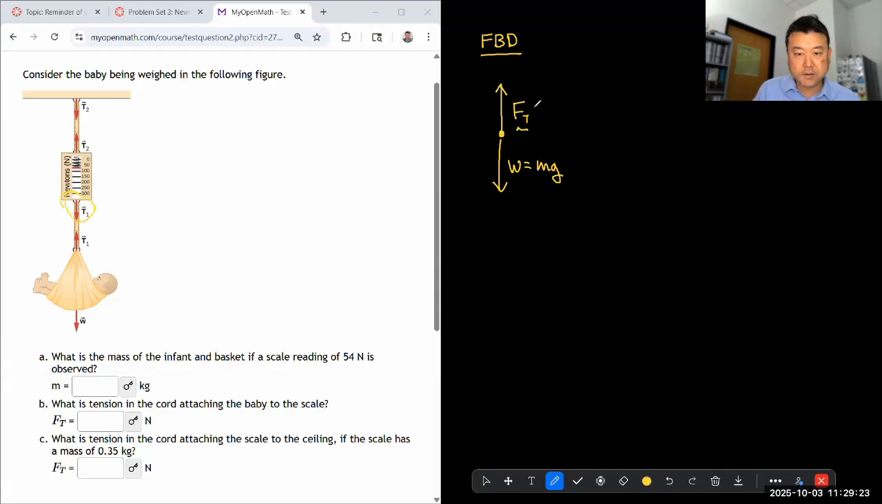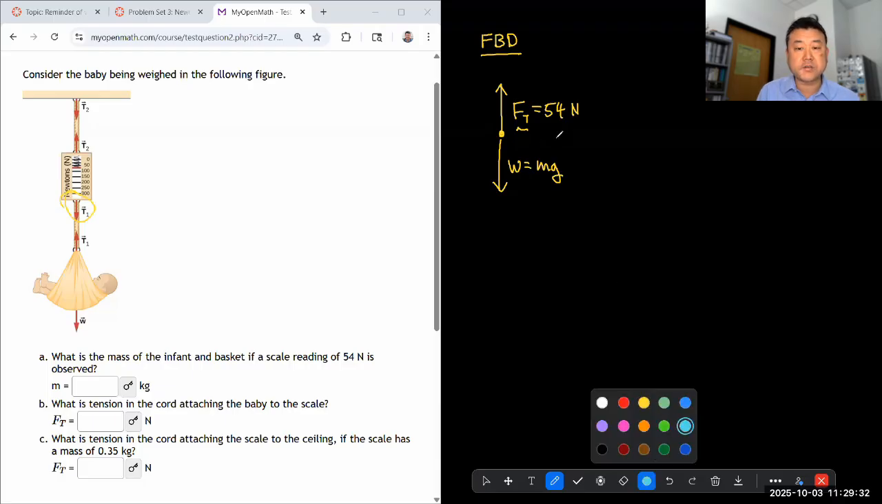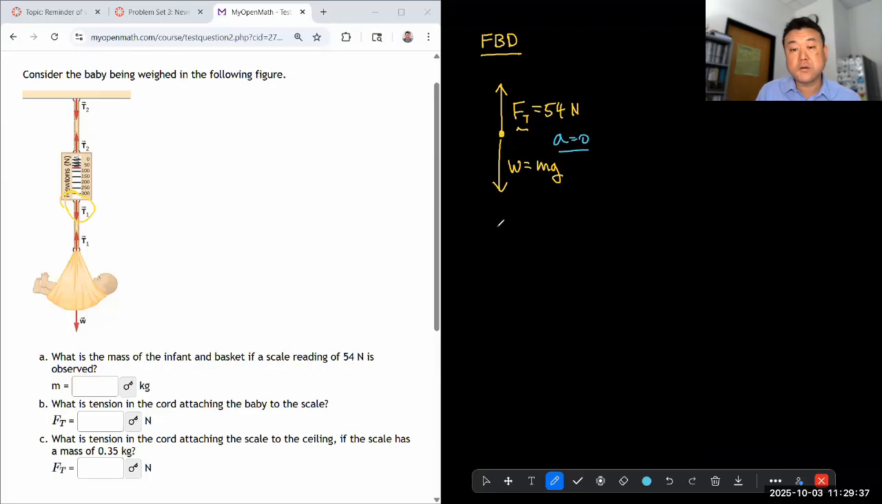So we can say the question gave us this force is 54 newtons. And I think most people have good enough intuition here. Looking at this picture, you kind of know the baby probably isn't accelerating. So you can say net force is equal to 0, which must mean the weight is equal to Ft. So Ft is equal to mg. The question is asking for m, so you solve that for m is equal to Ft divided by g.